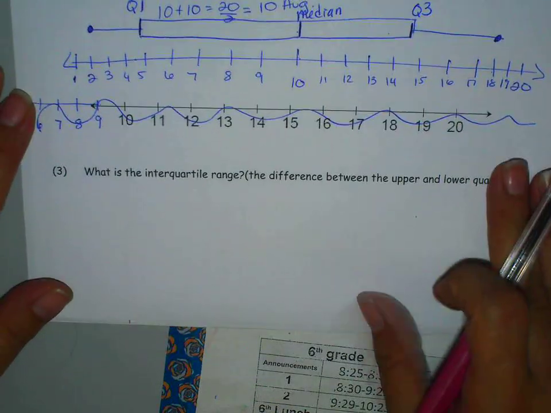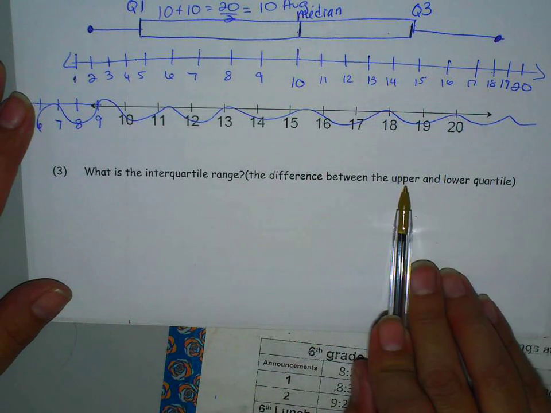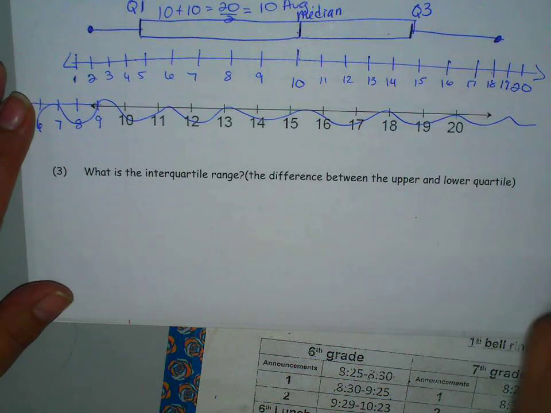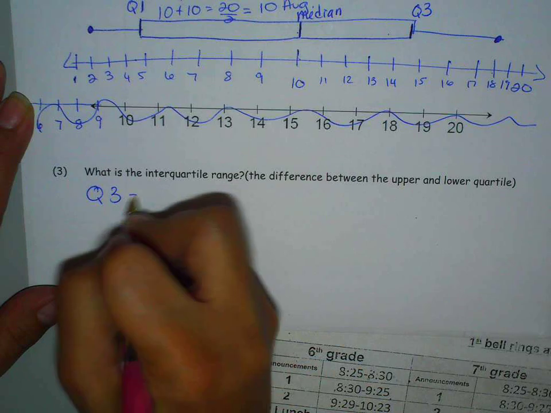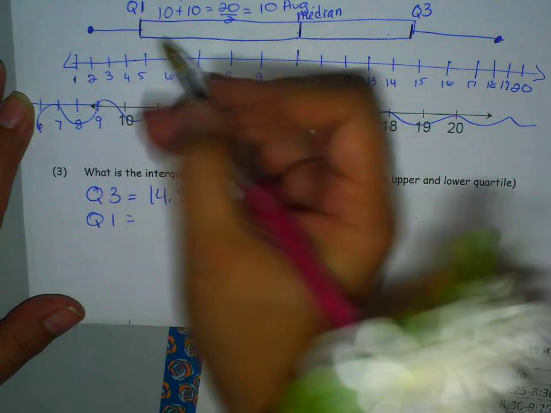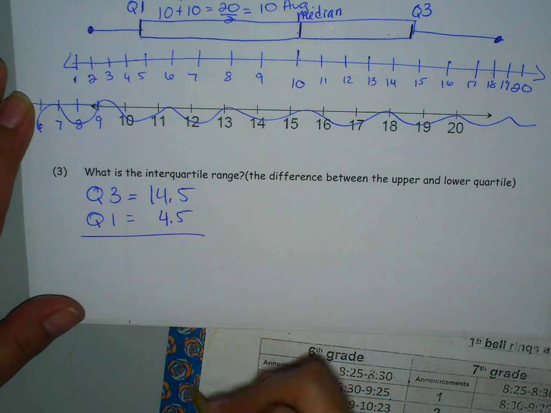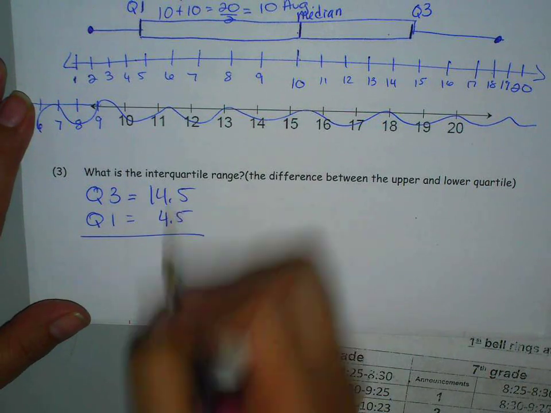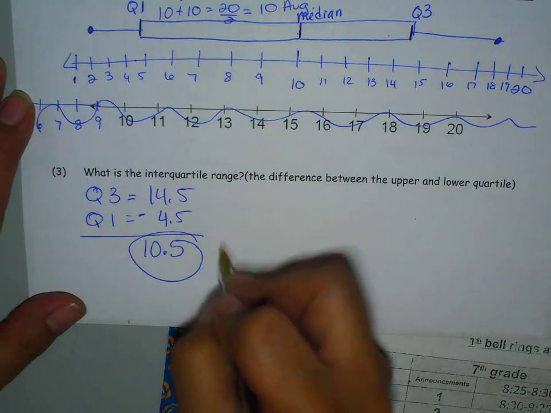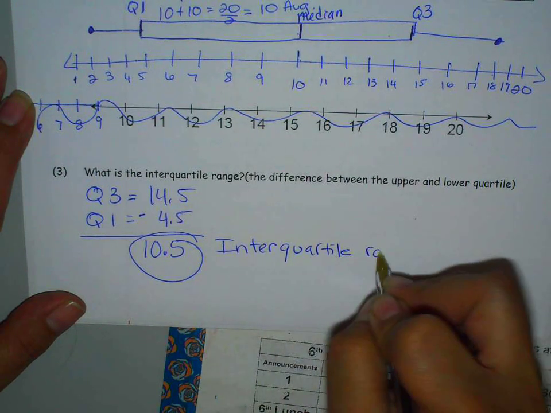So let's look at number 3. What is the interquartile range? The difference between the upper quartile and the lower quartile. So I'm going to look at Q3. Q3 we said was 14.5, and Q1 is, I believe, 4.5. So now what I'm going to do is subtract, and I get 10. That is my interquartile range.